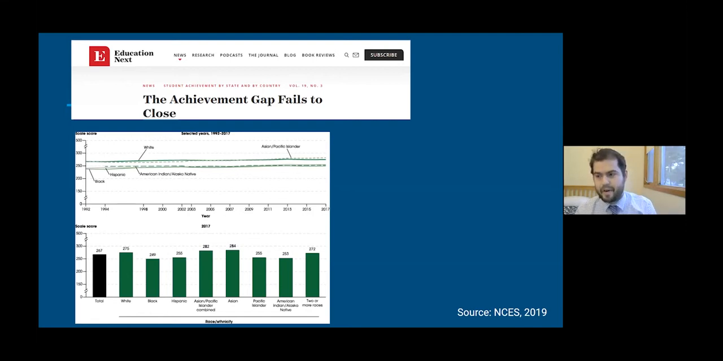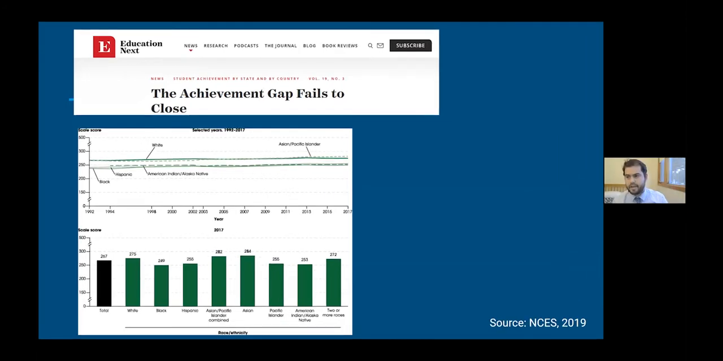I know some of you may have heard of No Child Left Behind, which was under President Bush. Then there was Race to the Top with Obama in the 2010s, and then the Every Student Succeeds Act in 2014. So we've had all these iterations of reform. But the thing is, there hasn't been a change. If you look at this graph, you see that the achievement gap has pretty much remained constant over time since the early 90s. With all the education reform, there hasn't actually been a change in the achievement gap.